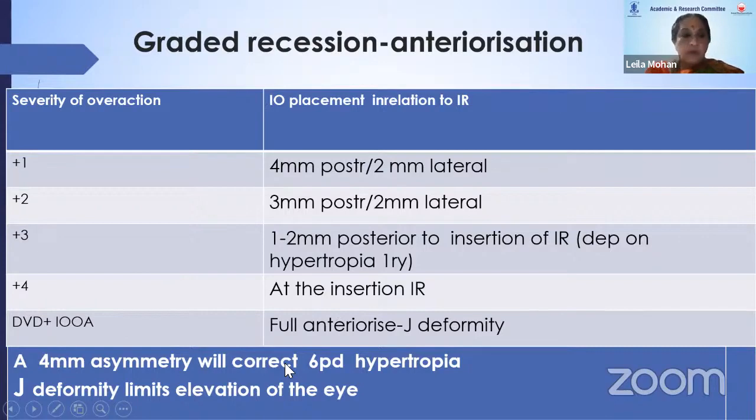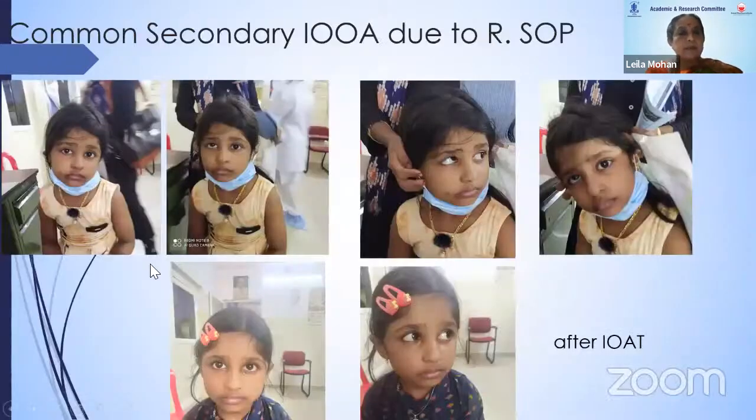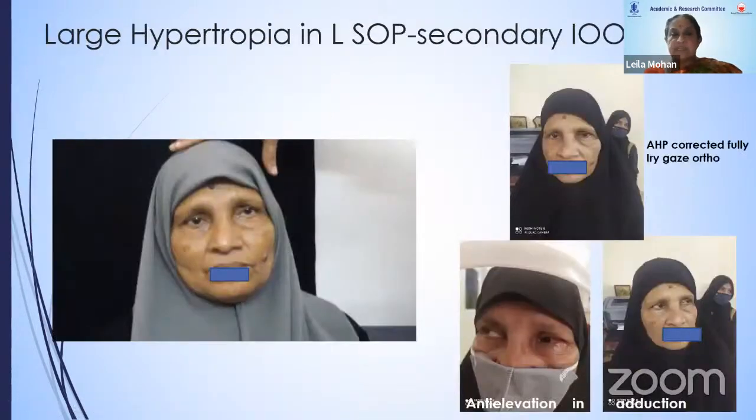Okay. So this is a superior oblique paralysis, which produces, you can see the hypertropia increasing in opposite gaze and Bielschowsky positive. After superior oblique traction test, which showed negative, we did just an inferior oblique anteriorization, and she is completely corrected of the head posture and no anti-elevation.